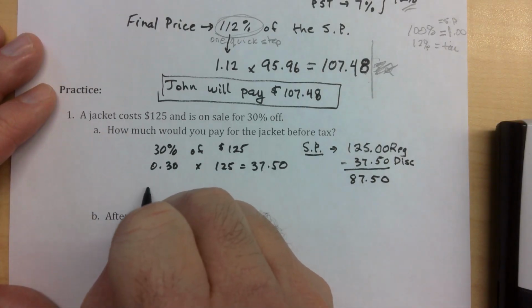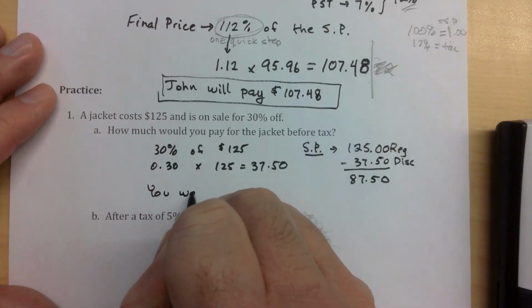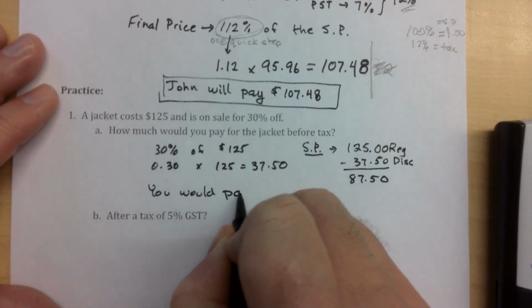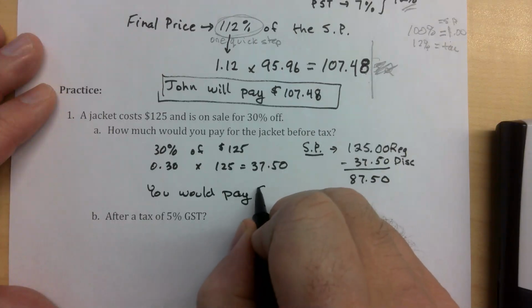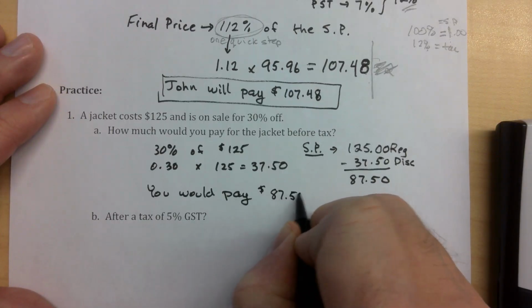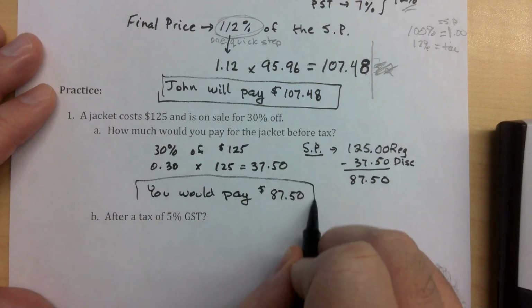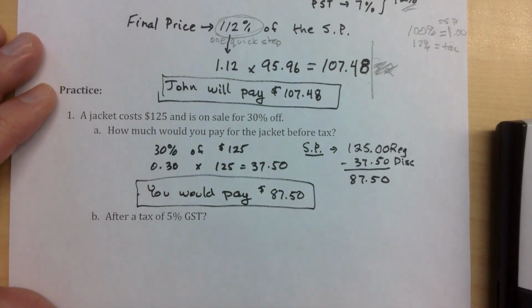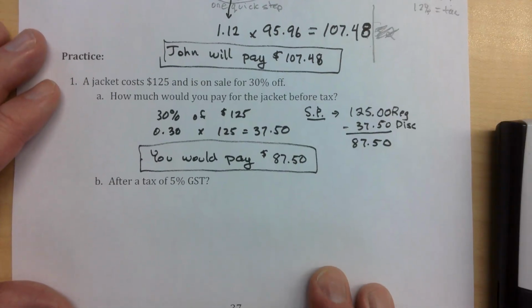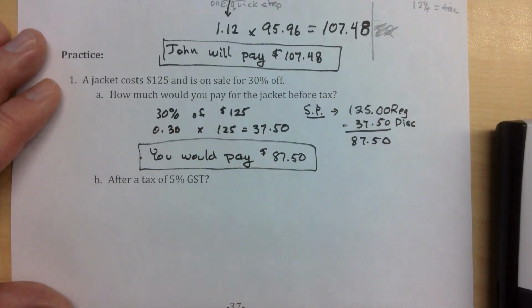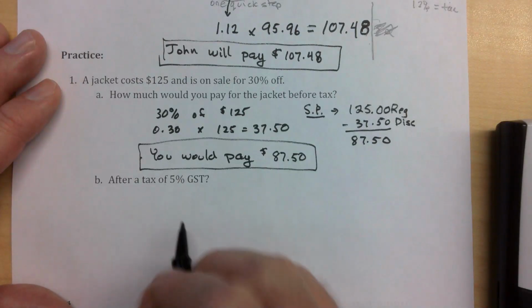Okay, you would pay a sentence, grade 8s. Always end with the sentence. You would pay $87.50. Now, I'm just going to keep going. I won't break this recording up for this question. After tax of 5%. Okay.